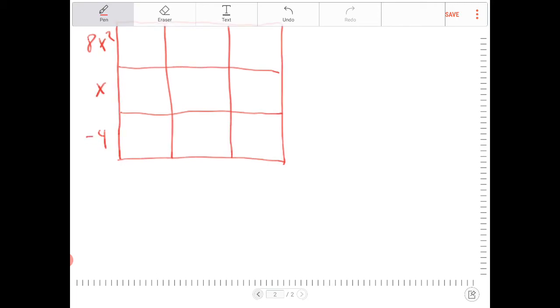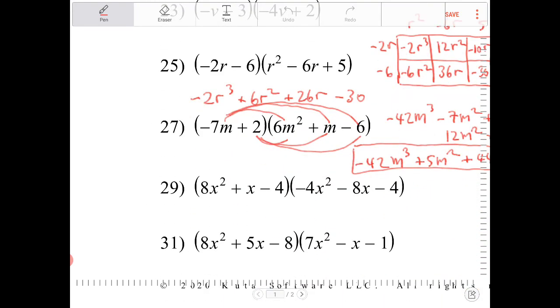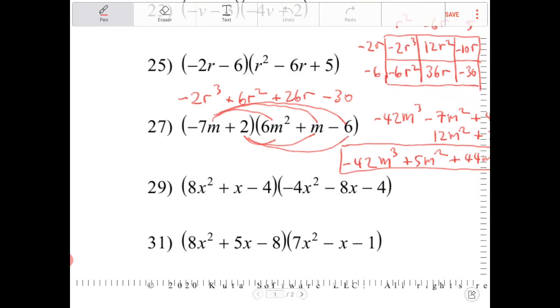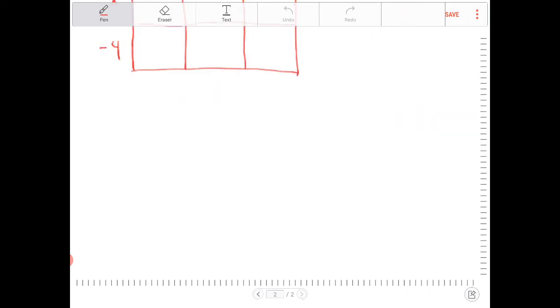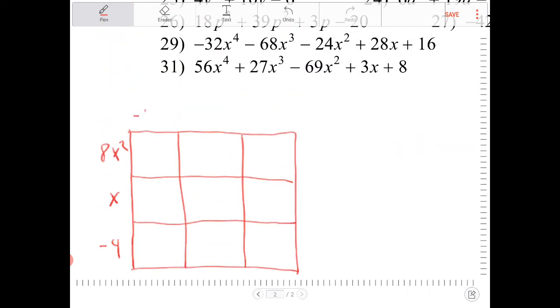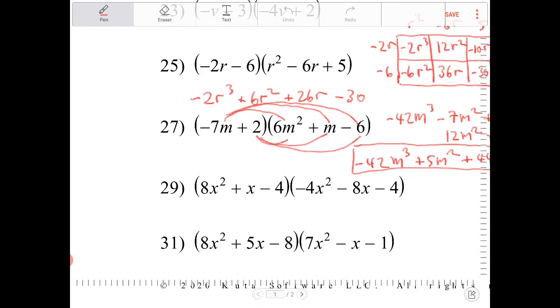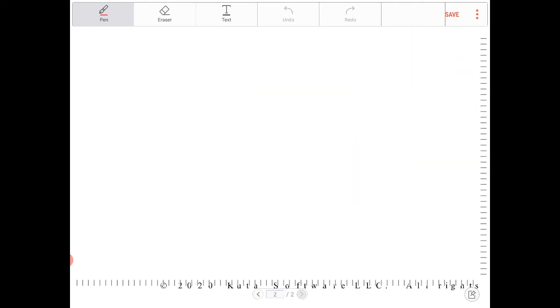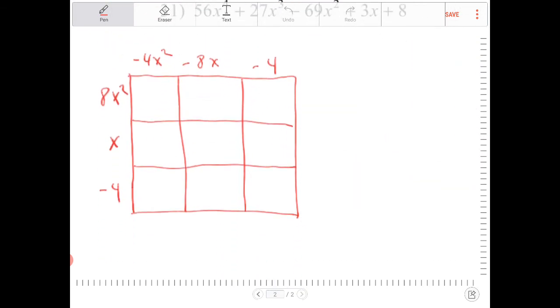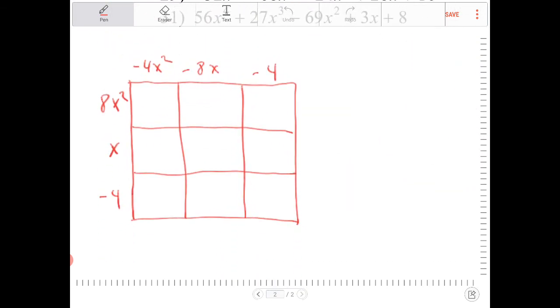Let me see if I got that right. Yes. And then the next one is negative 4x squared, negative 8x, and negative 4. Negative 4x squared, negative 8x, and negative 4. Let me just double check one more time whether or not that's correct. And that does appear to be correct. All right, so I have everything I need. Now I am just going to perform the multiplication.